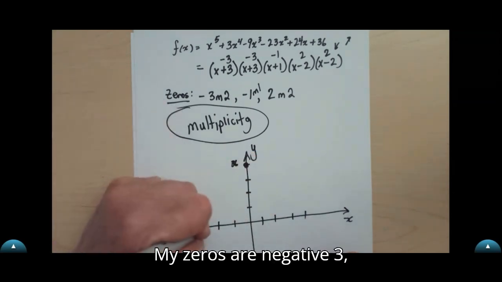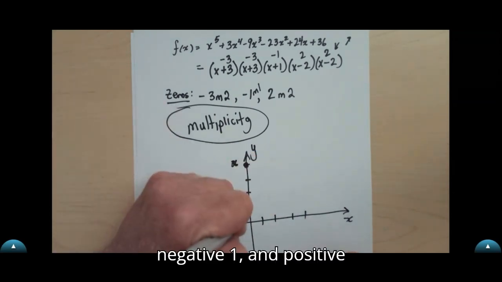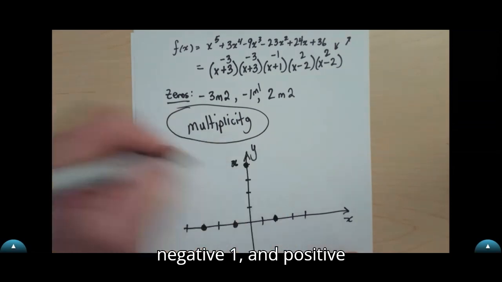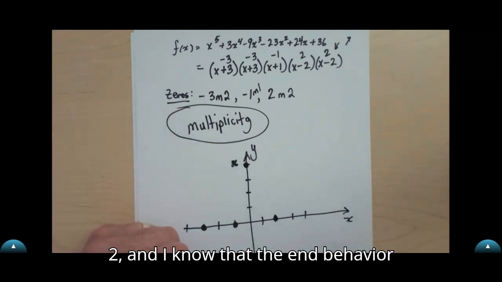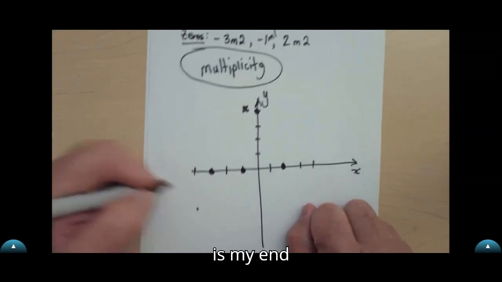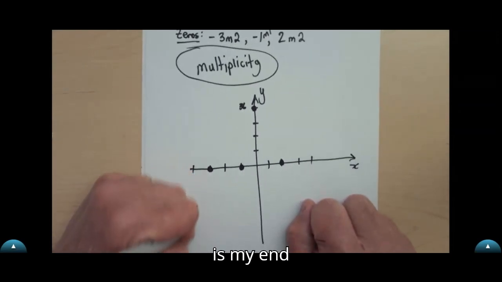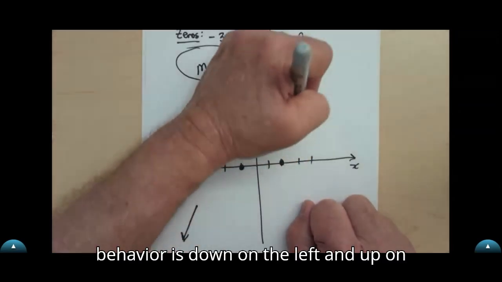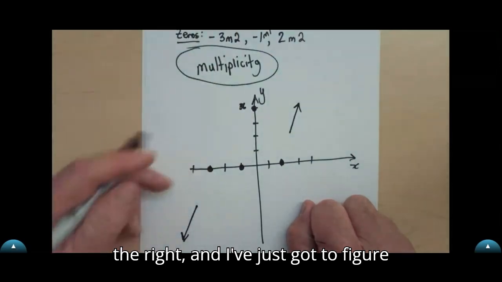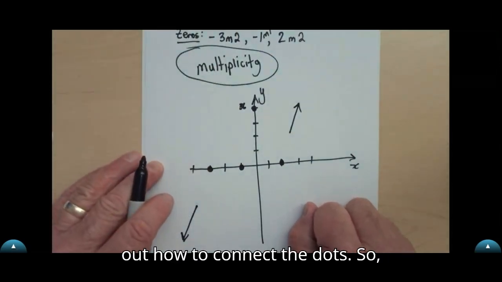My zeros are -3, -1, and +2. And I know that the end behavior is down on the left and up on the right. And I've just got to figure out how to connect the dots.